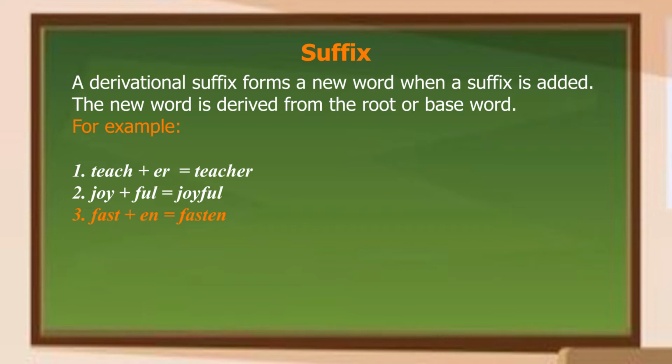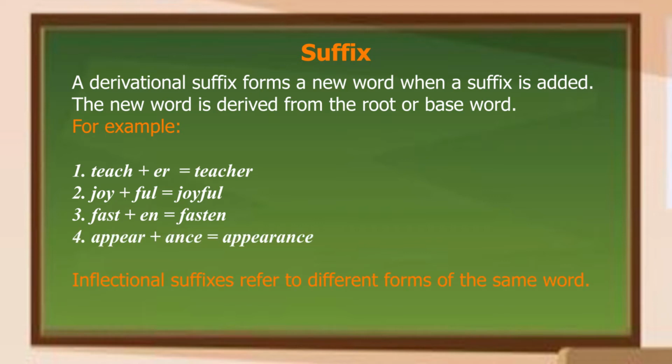Very good. Let's look at the root word appear. When we add the suffix ance, what do we have? Appearance. Very good. Now let's look at the inflectional suffixes, and they refer to different forms of the same word.